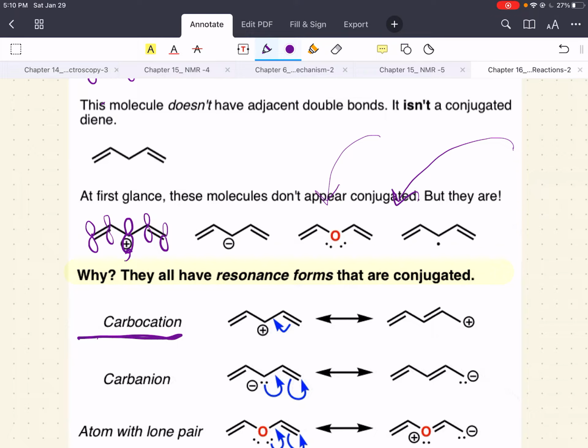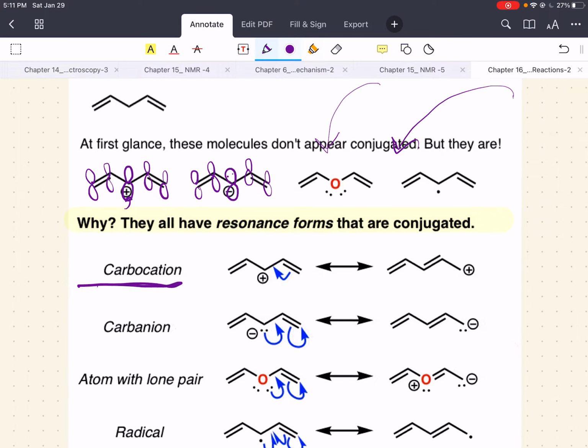All right, we could look at this second example. We see a negative charge. This negative charge is from a lone pair that is housed in a p orbital. And so then if you draw all the p orbitals, look at that, they're right next to each other. You have conjugation within this molecule.